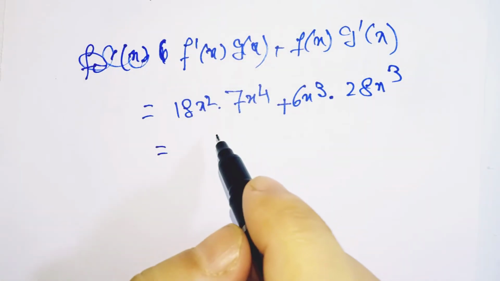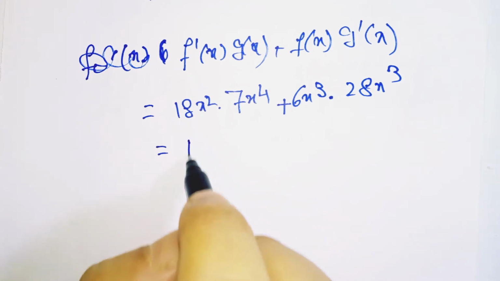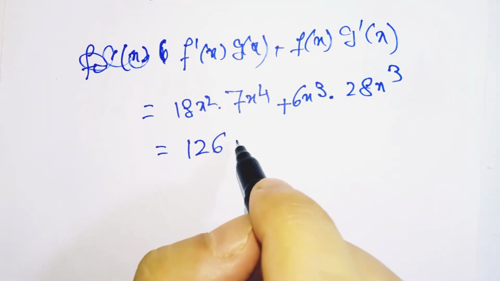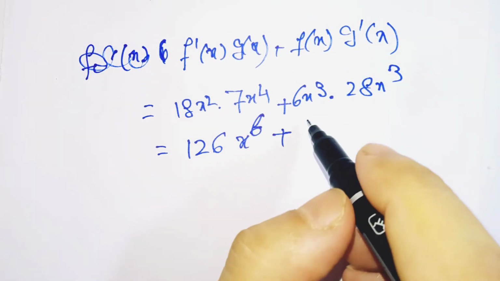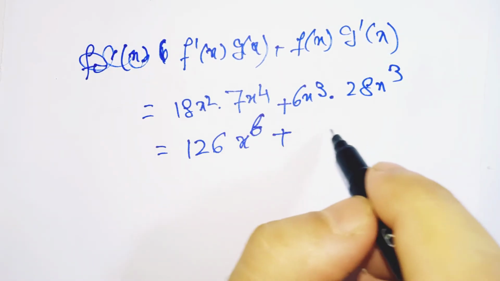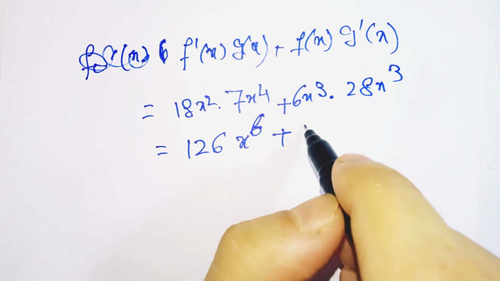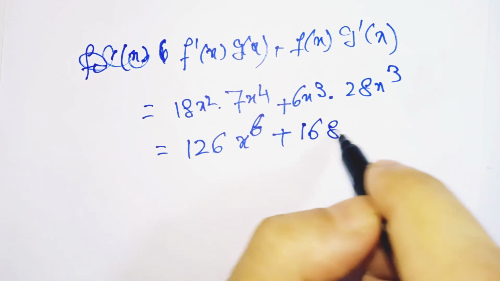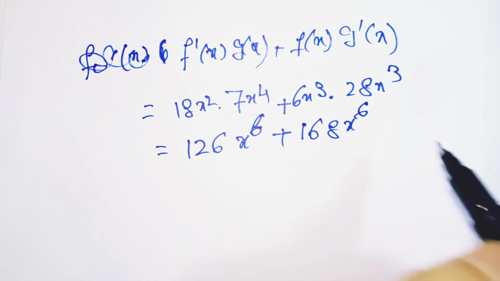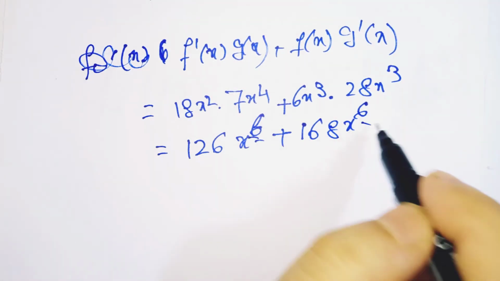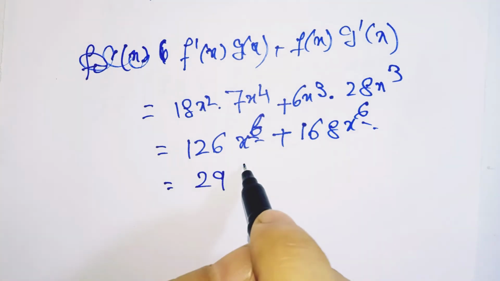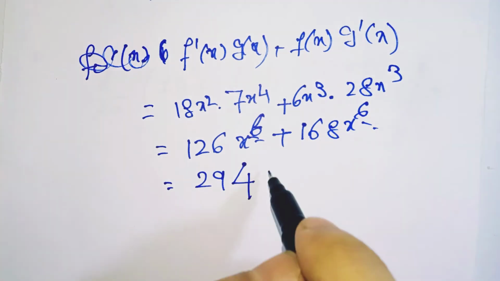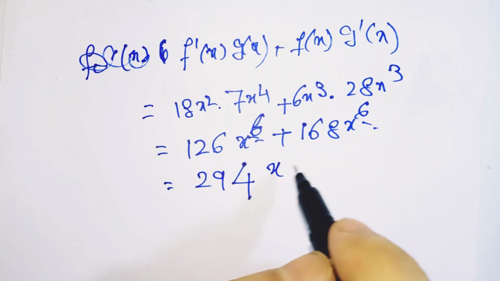So what it would be, 18 times 7 is 126x⁶, plus 6 times 28 is 168x⁶. And because we have both x⁶ terms together, like terms, we can add them and make it 294x⁶.